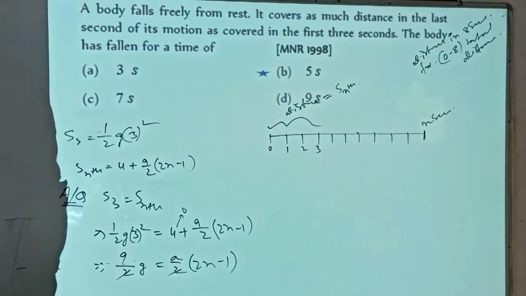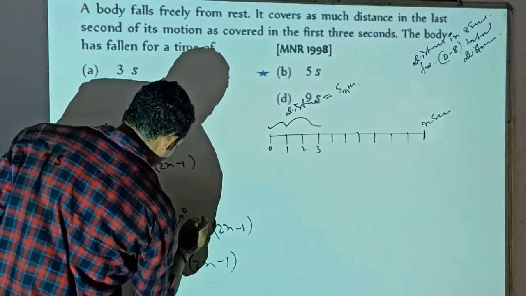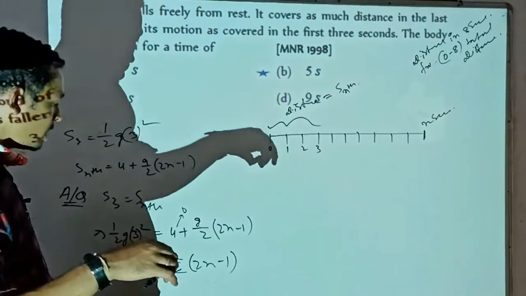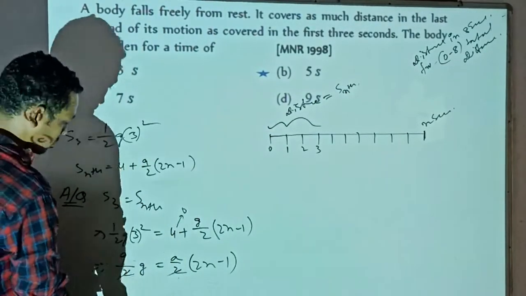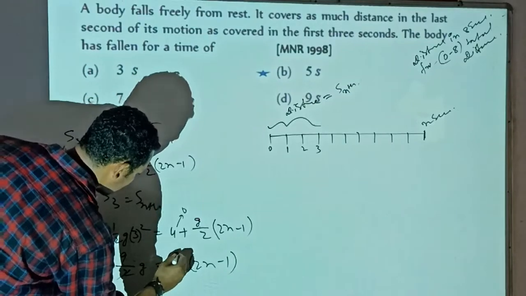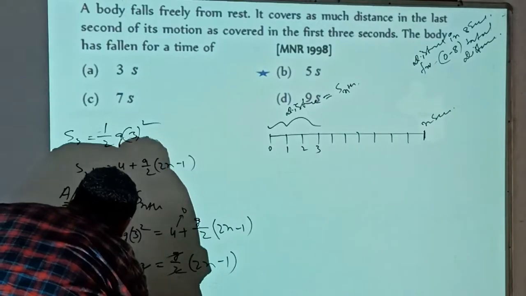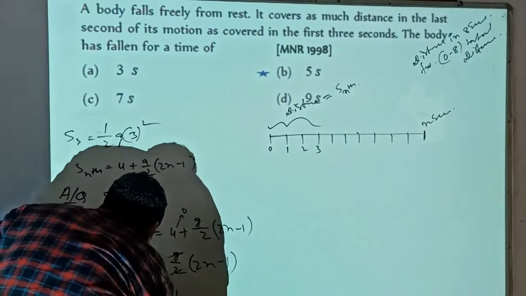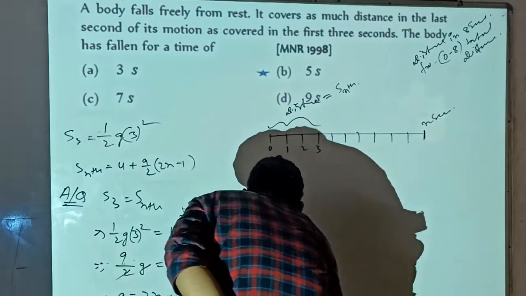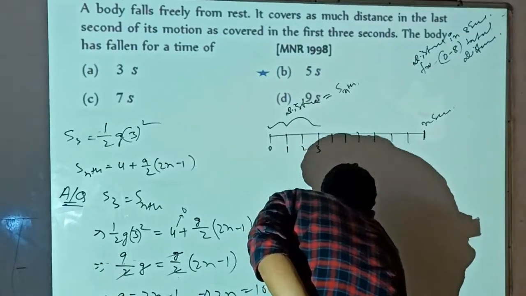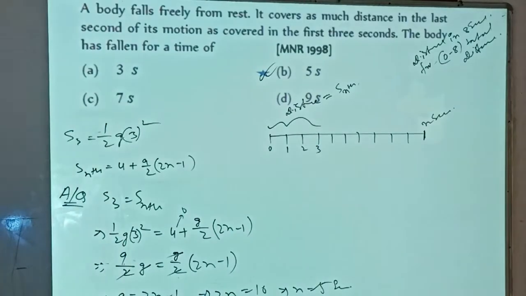Acceleration has been given or not? Okay, so you can put g, since for a free falling body we take acceleration as acceleration due to gravity, so a can be replaced by g. So g will be cancelled out. So your value is 9 is equal to twice n minus 1. So twice n will be 10, which implies n will be 5 seconds. So B is your correct answer. So next question.